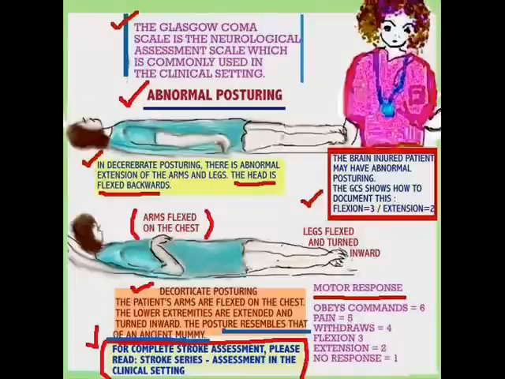Now, let's talk about abnormal posturing. Patients who have strokes can have abnormal posturing. They may even have what is called decerebrate posturing, where there is abnormal extension of the arms and legs, the head is flexed backwards, or they might have what is called decorticate posturing, and as you can see, the arms are flexed onto the chest, left flexed and turned inward. In fact, it is said of these patients the posture resembles that of an ancient mummy.